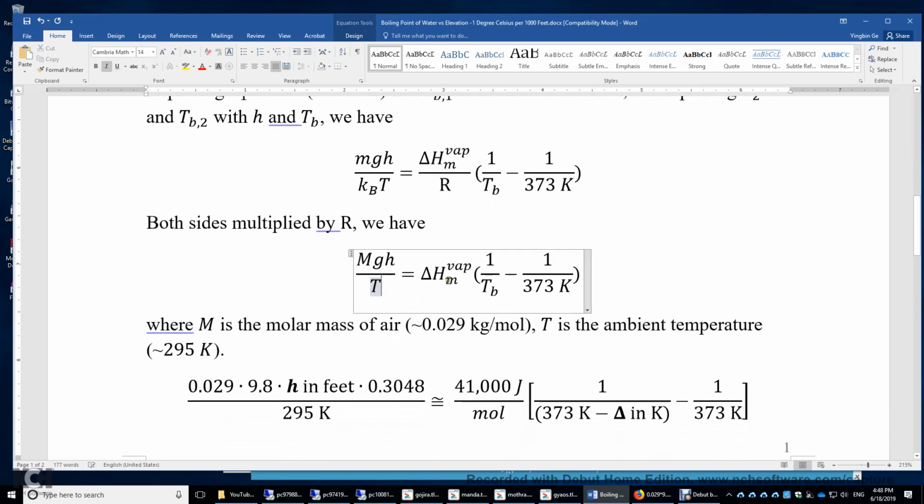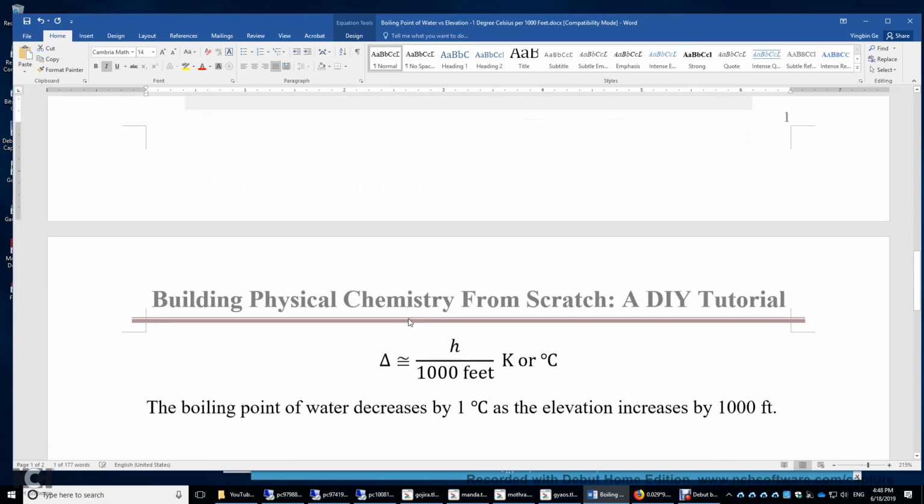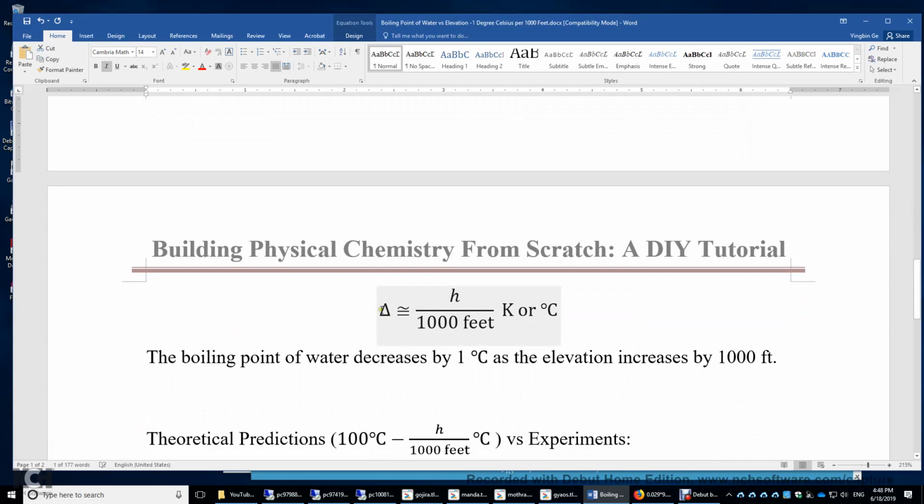And then we plug in some other numbers. The enthalpy of vaporization of water is roughly 41 kilojoule per mole, and the gravitational acceleration is roughly 9.8. And then h, we're going to convert it from meter to feet, and it's going to be 0.3048 meter per foot. And then we plug in all other numbers, we'll get a result here.